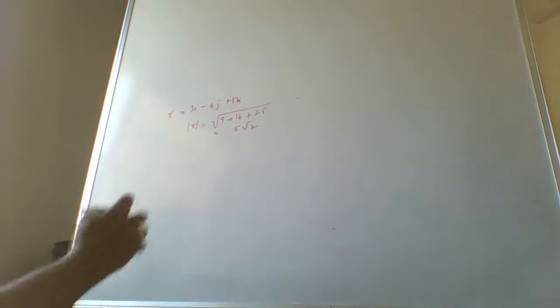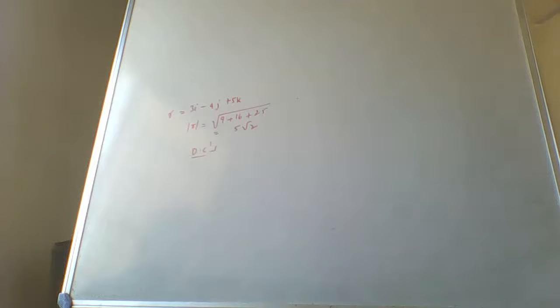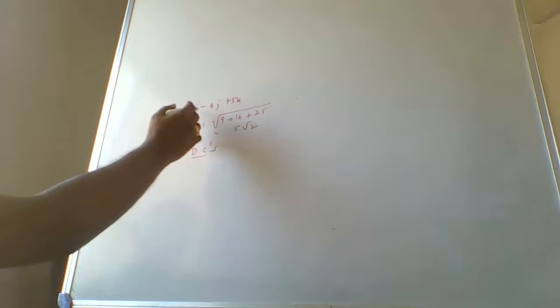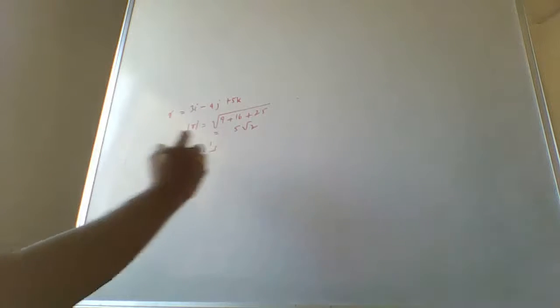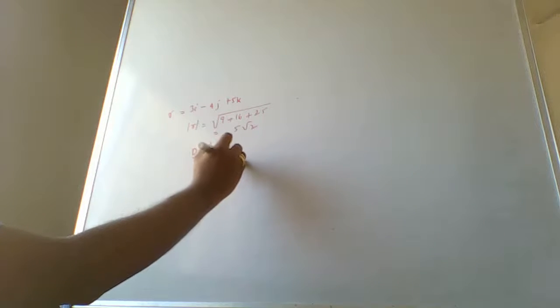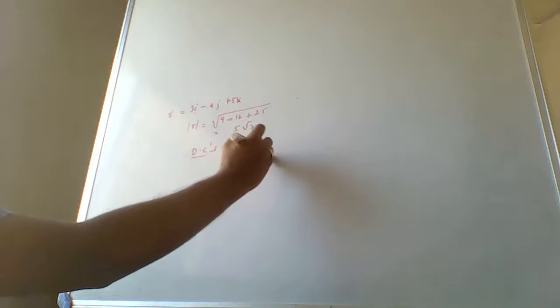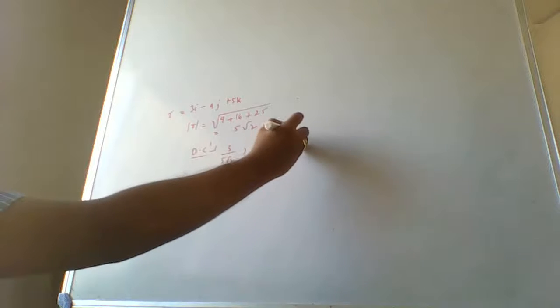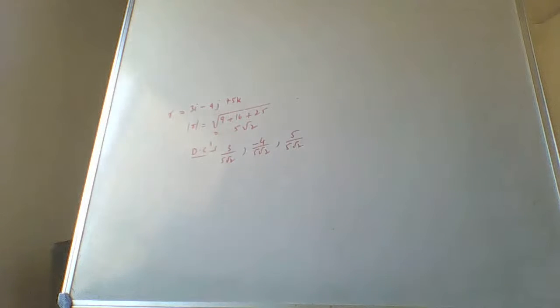Now I need the direction cosines of this, the DCs. That would be the coefficients of i, j, and k. So that would be 3 by 5 root 2, minus 4 by 5 root 2, and 5 by 5 root 2. So these are the direction cosines.